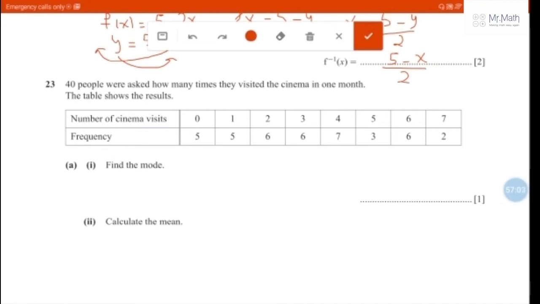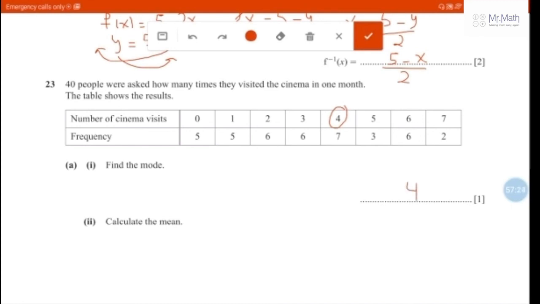So the mode is the number that belongs to the highest frequency. So the highest frequency is 7, so the mode here is 4. So the number of cinema visits is 4.